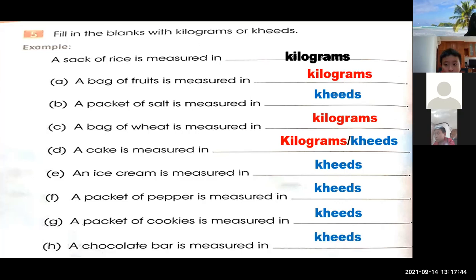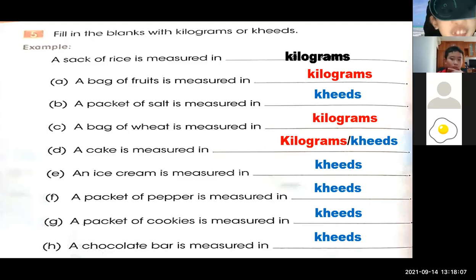Letter H, a chocolate bar. A bar is only a small size. We cannot say a bar like this, it's very huge. We say bar when we go to Tesco Lotus, and we see only a small size, right? So we measure in kids or hectograms or in grams. Okay.